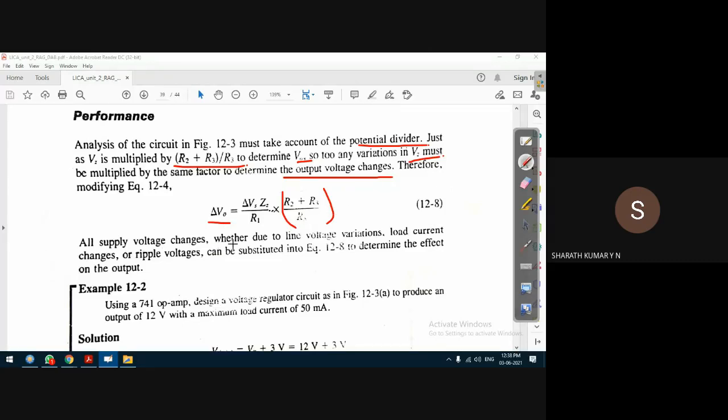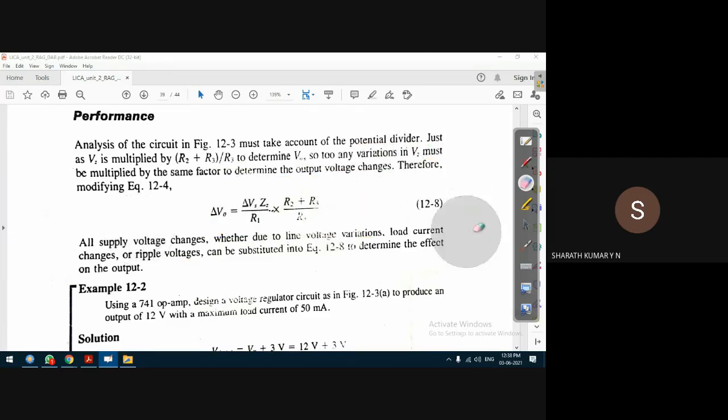All supply voltage changes, whether due to line voltage regulation, load regulation, or ripple voltage, can be substituted into the equation to determine the change. The performance remains the same in terms of mathematical expression, except that this factor has to be included in addition. In fact, if you observe, the numerator and denominator are constants, so this complete factor is a constant. So we multiply the delta V naught by some constant factor. That's all.